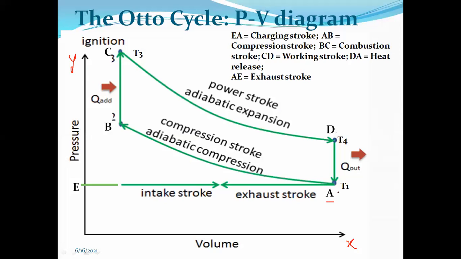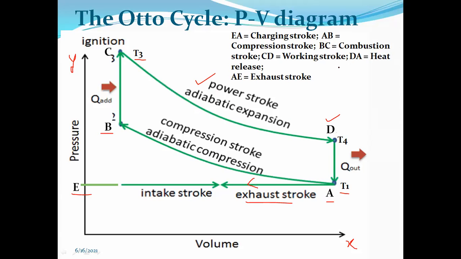Here is A, at temperature T1, then adiabatic compression, that is B, then C. That is the third process at temperature T3, which is nothing but the power stroke, or adiabatic expansion, that is fast expansion. Then the system reaches D at temperature T4. Again from T4 to T1, that is A, and again from A to the exhaust stroke. After that, rejection, that is E.